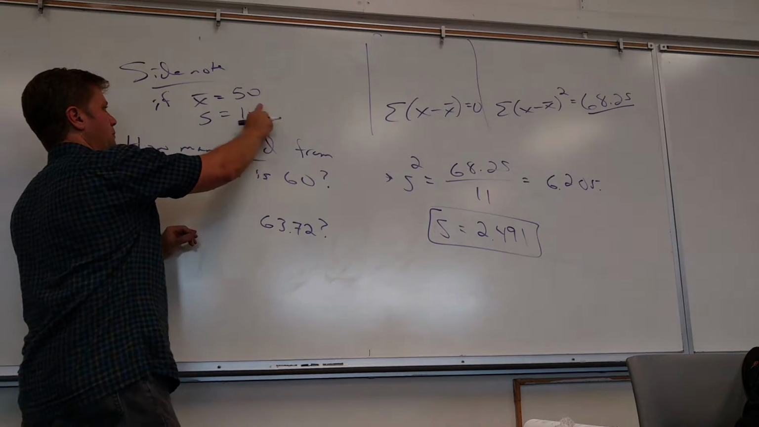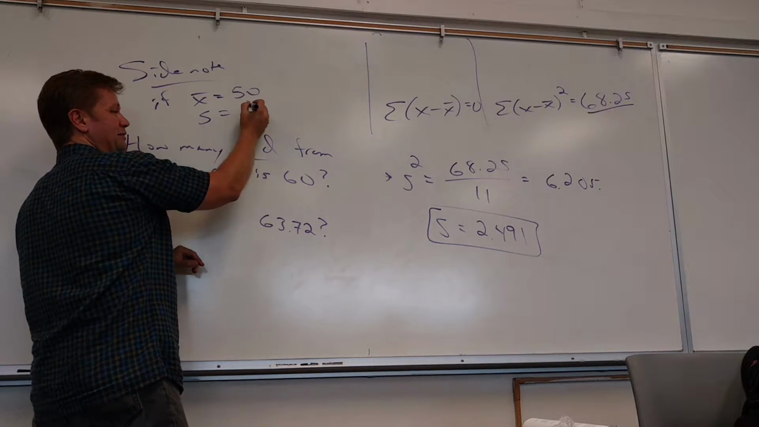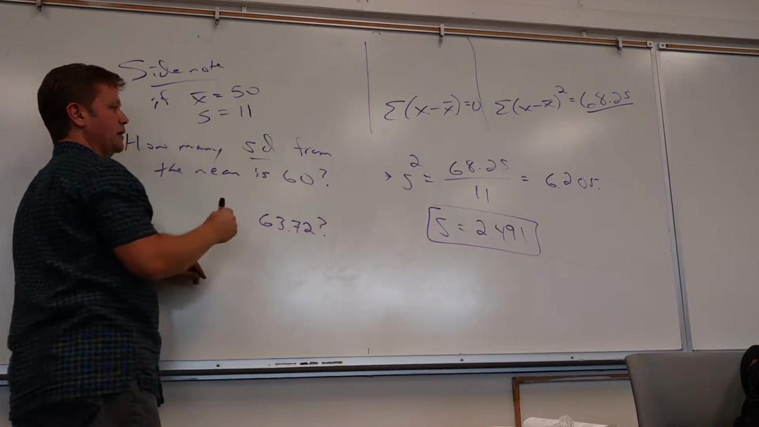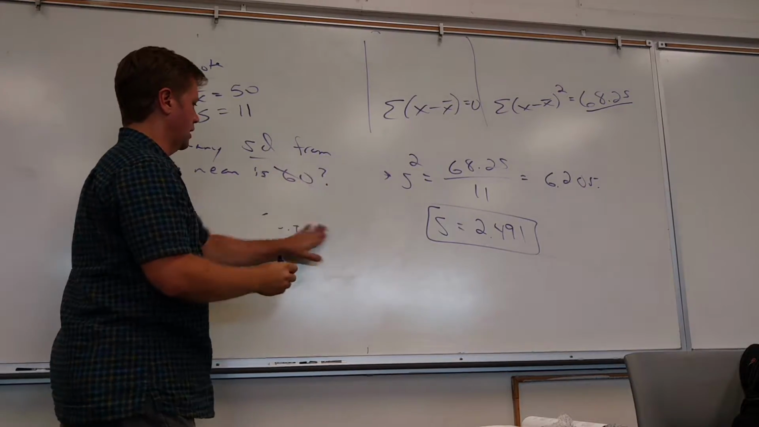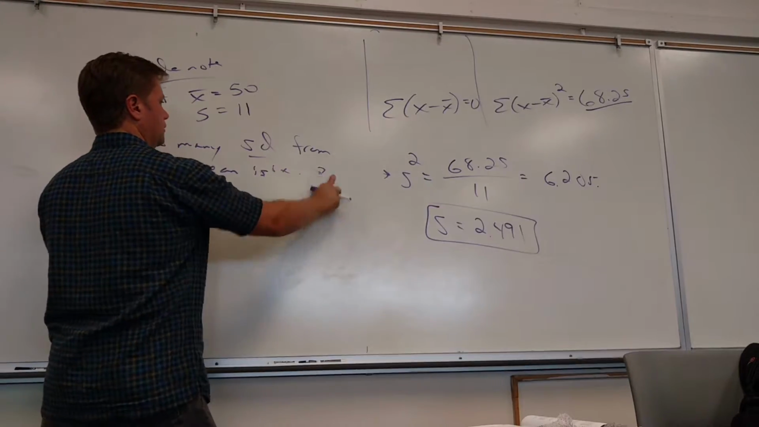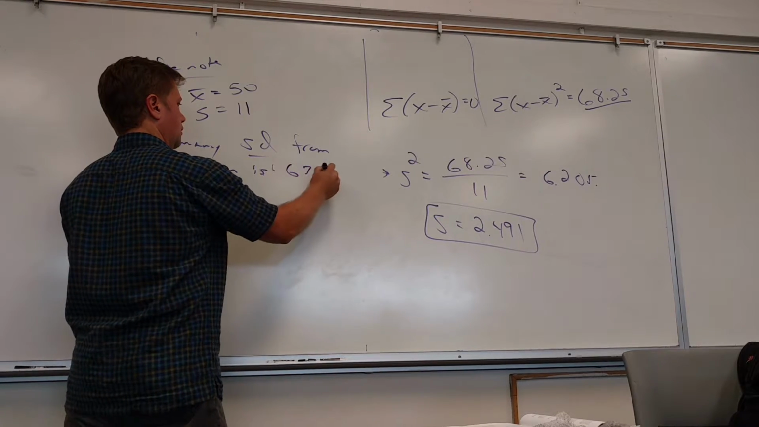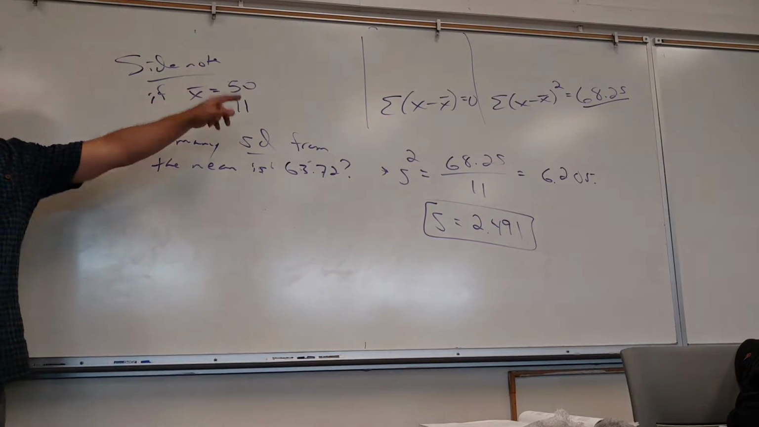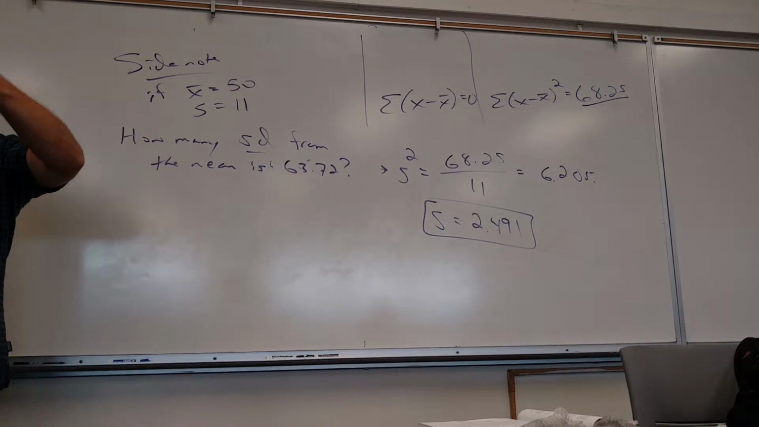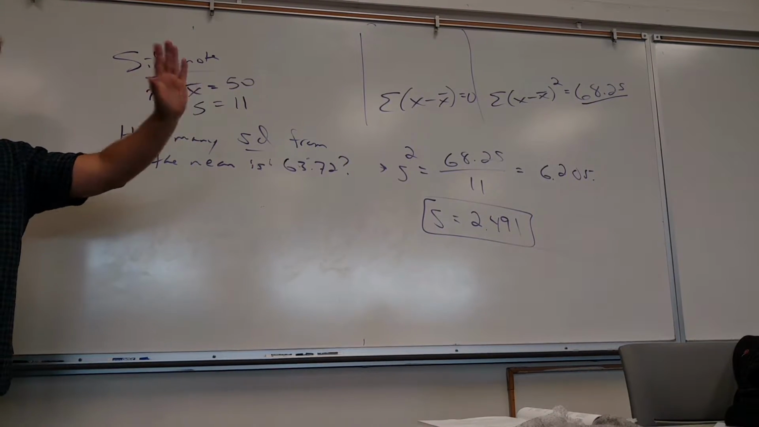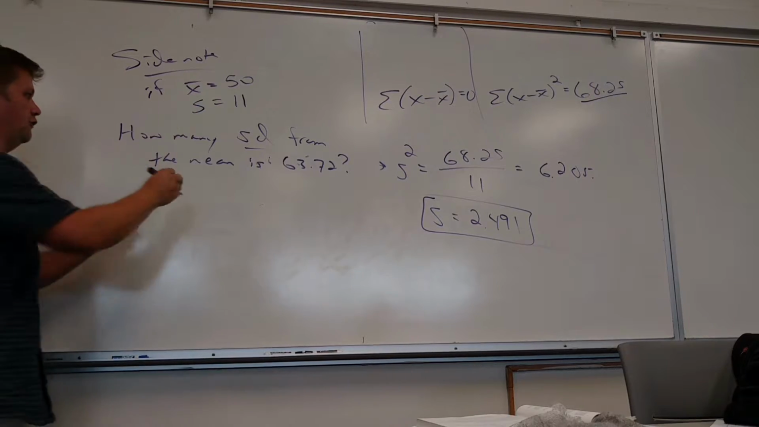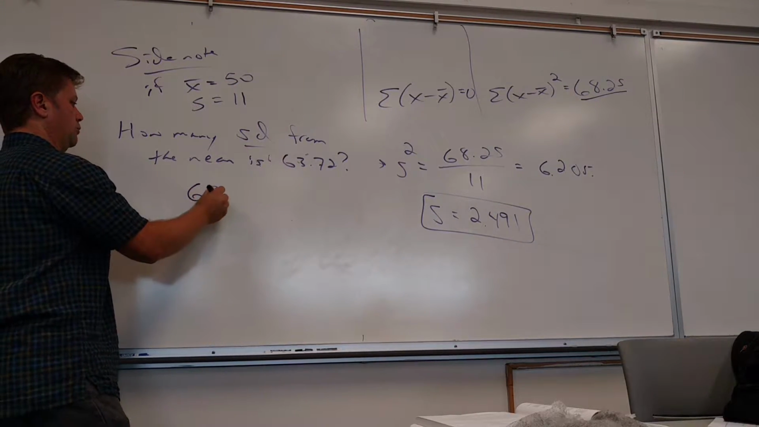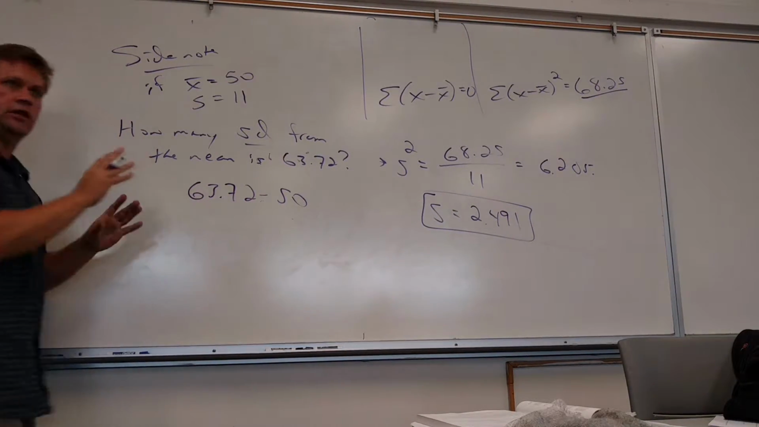Let me make it more interesting. Let me make the standard deviation 10. I forgot. It's too easy. Let me make that 11. Right? So what would 63.72 be then? How would I figure out how many steps fit into that? Well, first I have to figure out how far is it from 50, period. How far is that away from 50? Well, it's 63.72 minus 50. Let me let that sink in.